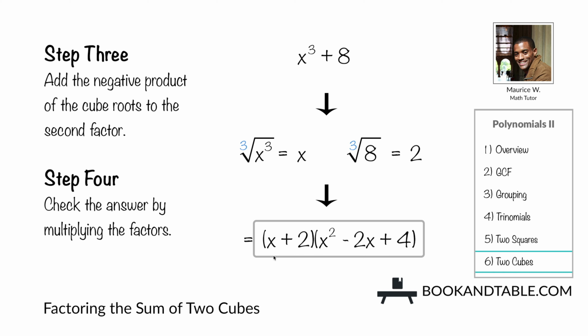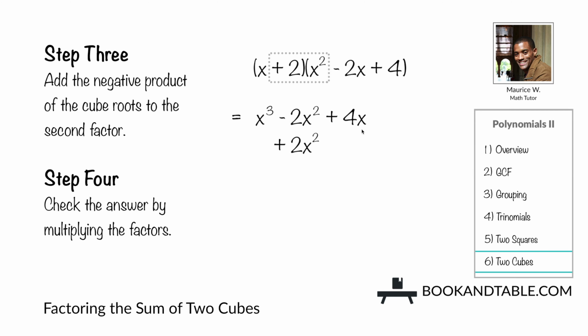Now, step 4, you can check the answer by multiplying the factors here. And we should wind up with x cubed plus 8 as the final polynomial. So when we multiply the factors, we get x times x squared, which is x cubed. X times negative 2x is negative 2x squared. X times 4 is positive 4x.